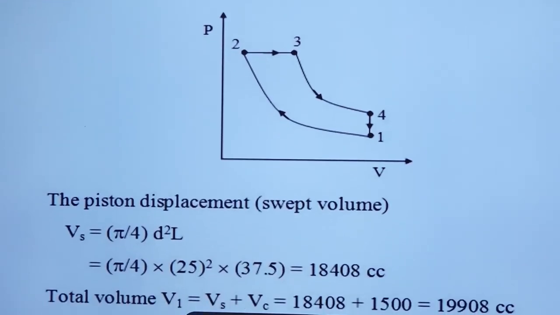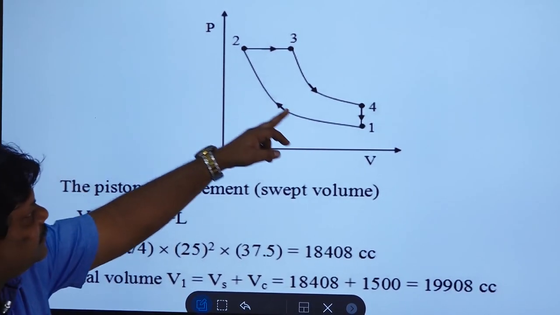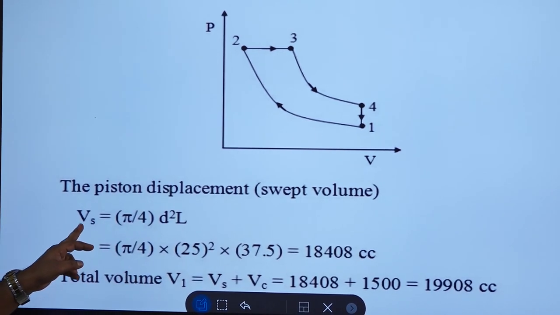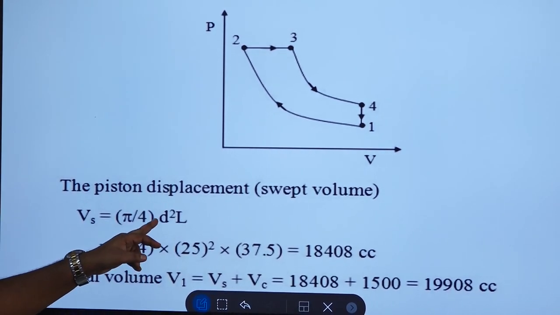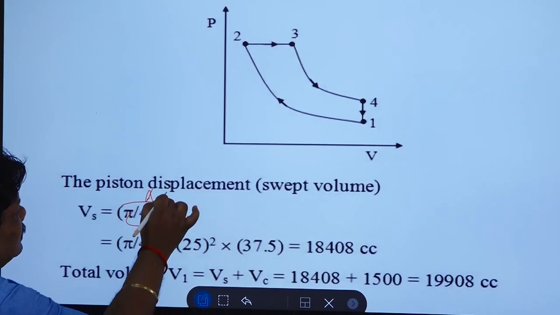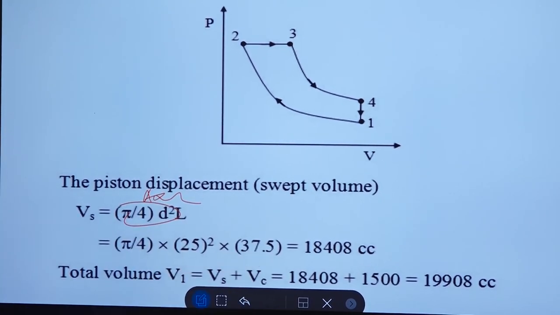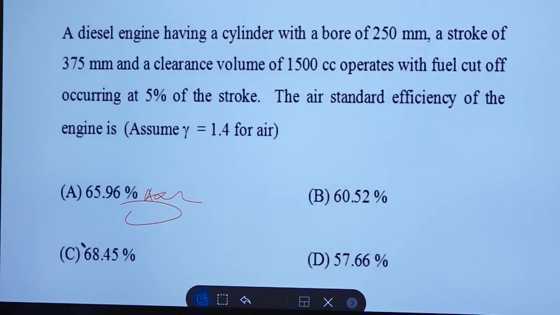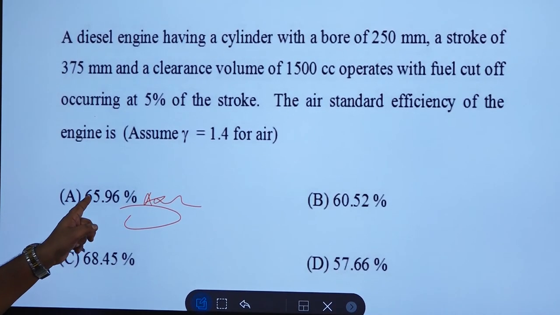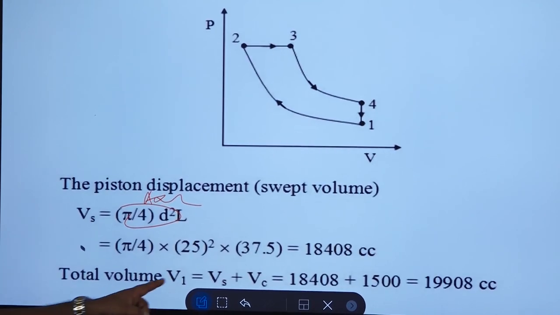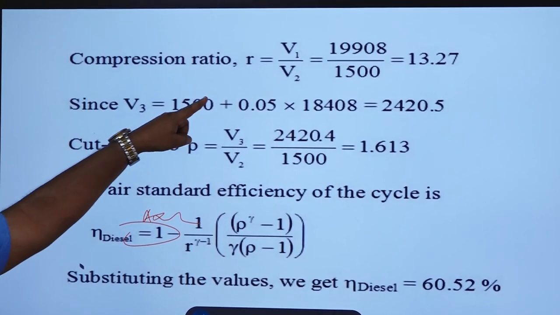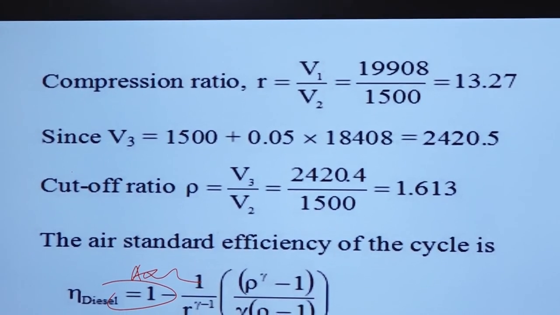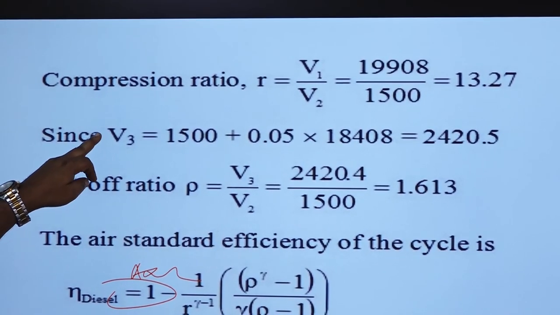So you look at the PV diagram. The piston displacement, I told you, is pi by 4 d square, that is area, into L. So all these are given to you. You find this stroke volume, and the clearance volume is also given in the problem. So it is around 1500 cc. You add these two, you will get the total volume. When you get the total volume, you can easily find the value of the compression ratio. Okay, then the value of the cutoff ratio.